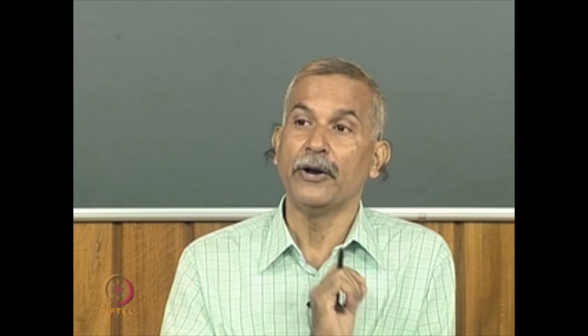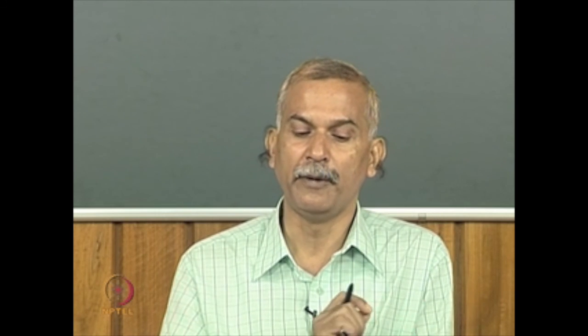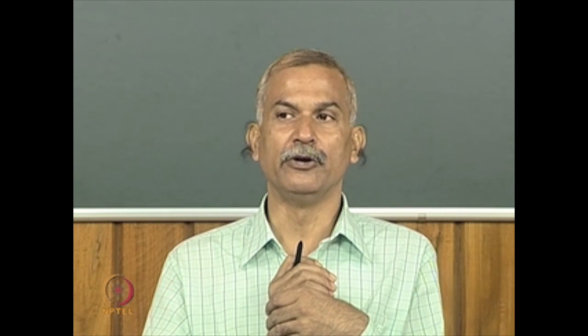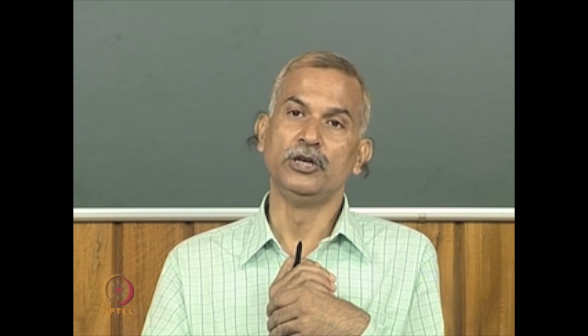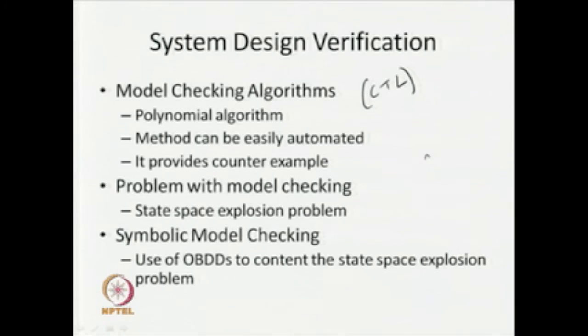Now, what have we seen? We have seen that we have a problem with this model checker. What is the problem? The problem is the state space explosion problem. Already I have mentioned that the state space of the model that we are going to get is exponential with respect to the number of state variables. If I have n state variables, the number of possible states will be 2 to the power n. If n is increased by 1, then it will be 2 to the power n plus 1, which is exponential in nature.